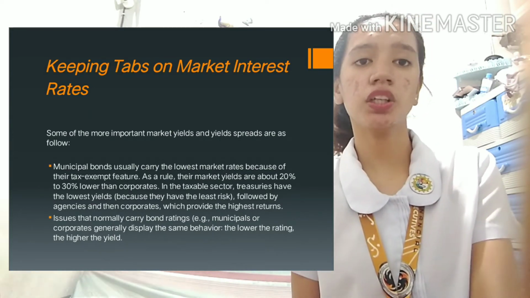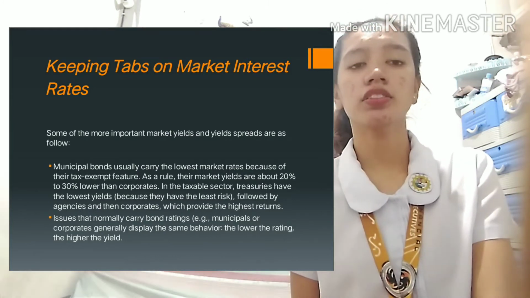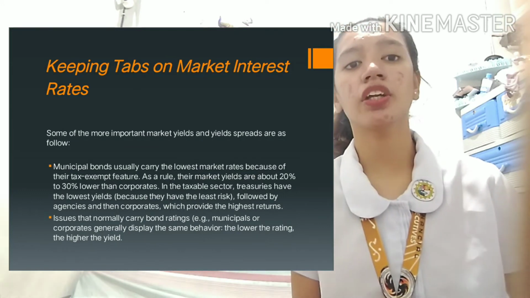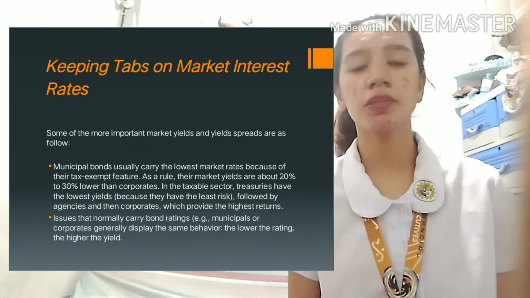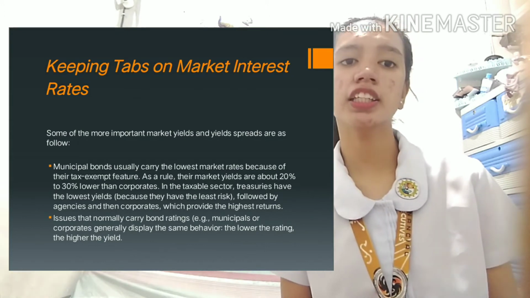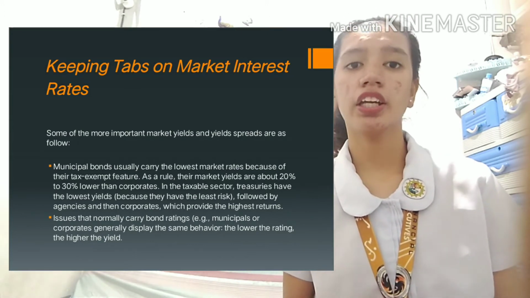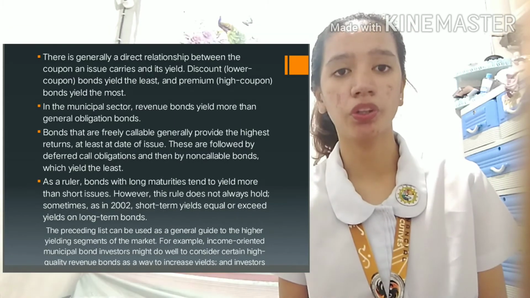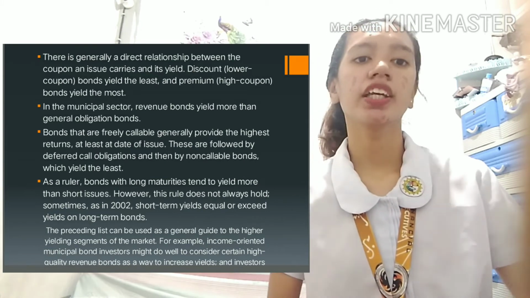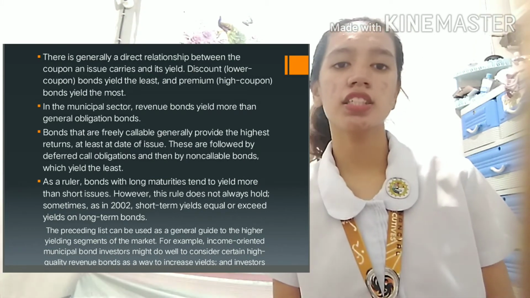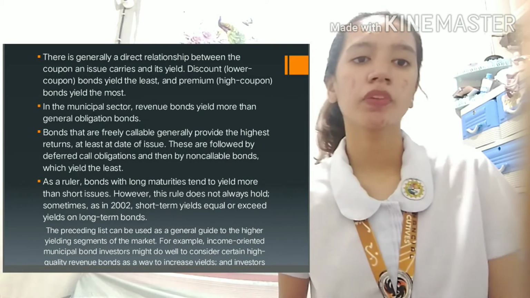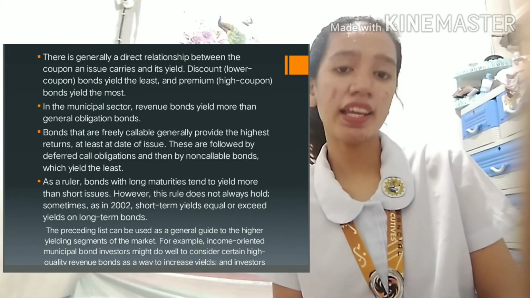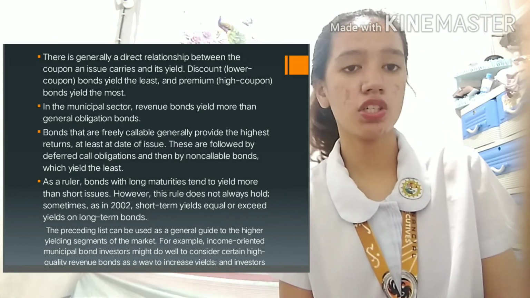It usually carries the lowest market rates because of its tax-exempt feature. Second is yung issues that normally carry bond ratings. Yung municipals or corporates generally display the same behavior. The lower the rating, the higher the yield. There is generally a direct relationship between the coupon an issue carries and its yield. In the municipal sector, revenue bonds yield more than general obligation bonds. Bonds that are freely callable generally provide the highest returns, at least as of date of issue.